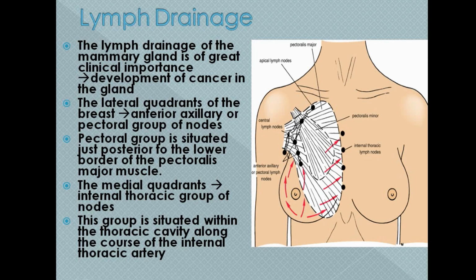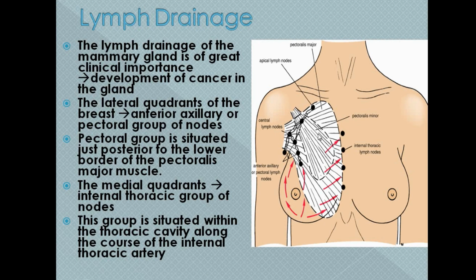The first sign in the identification of breast carcinoma is the enlargement or obstruction of the axillary group of lymph nodes. The lymphatic drainage of the mammary gland is of great clinical importance, and development of carcinoma in the gland is detected by enlargement of the axillary lymph nodes. The lateral quadrant of the breast drains into the anterior or pectoral group of lymph nodes. The pectoral group is situated just posterior to the anterior border of the pectoralis major muscle.